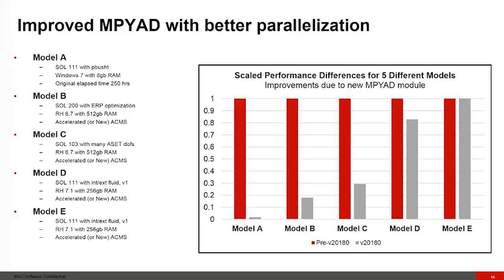Model D was with interior and exterior fluids, and we can also see Model E. Model E did not have that much performance gain. That means that the previous versions had good and useful methods, so the new changes did not affect this specific model.